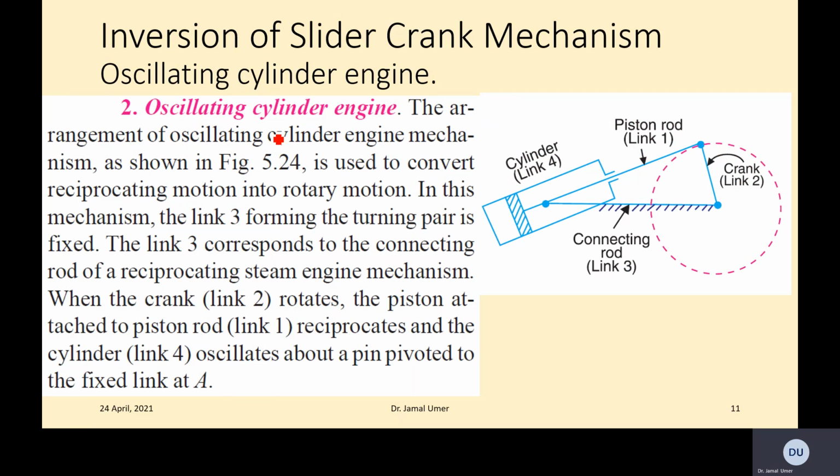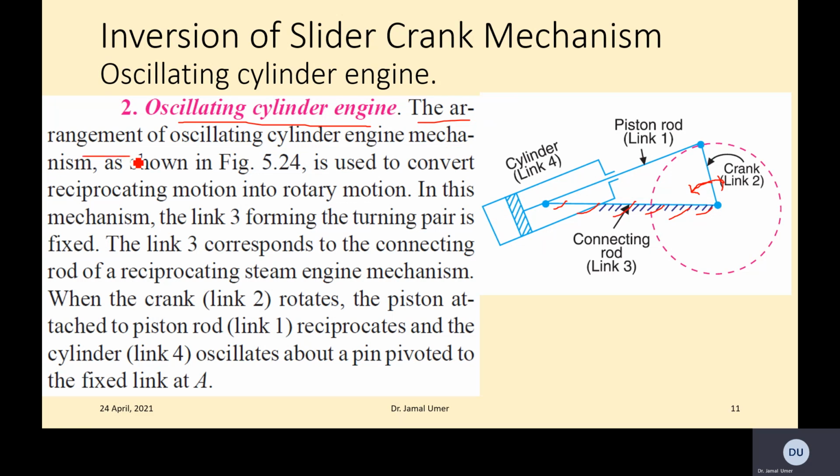Now the second category for the single slider crank mechanism is the oscillating cylinder. You have the connecting rod which is fixed, and then the crank which moves this way, and then a piston rod which of course moves up and down within the cylinder, connected with the piston, and you have the cylinder itself.